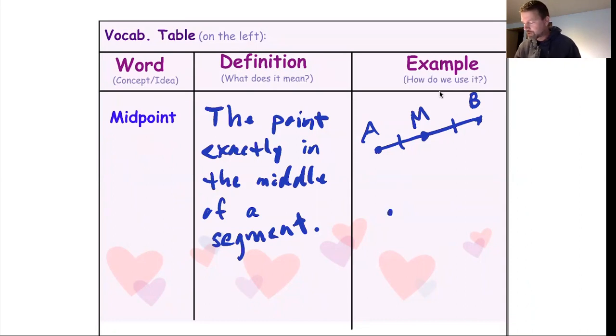If those tick marks are there, it means they are equal, even if it doesn't appear to be. Even if you do a horrible sketch like, say, X, Y, and let's say Z is right here and doesn't look at all in the middle. But if I put these tick marks here, one there and one there, then I'm saying even if my drawing is horrible like that one, Z is the midpoint, it's in the middle. So midpoint, the point exactly in the middle of a segment.